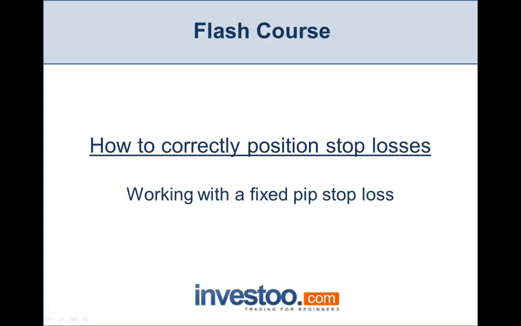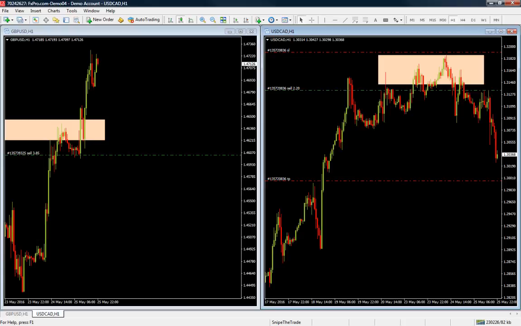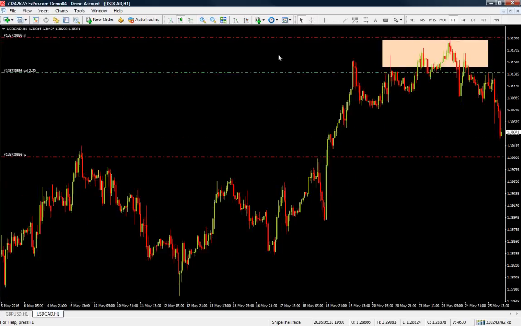I personally don't take trades unless I have at least a 1 to 2 risk to reward scenario. But that doesn't mean that I'm always going to be risking 20 pips to make 40 pips. What this means is that the setup that I'm looking at could yield twice of what I could risk on the trade.